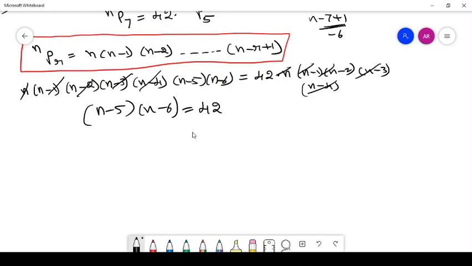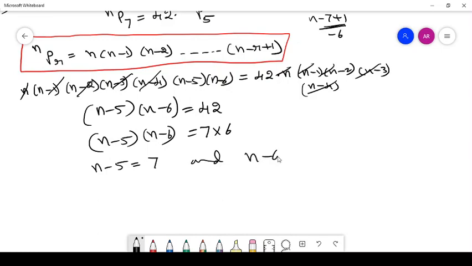42 can be written as 7 sixes are 42. (n minus 5) into (n minus 6) is equal to 7 into 6. 7 and 6 are two consecutive integers. So here comparing on both sides, we can get n minus 5 is equal to 7 and n minus 6 is equal to 6.